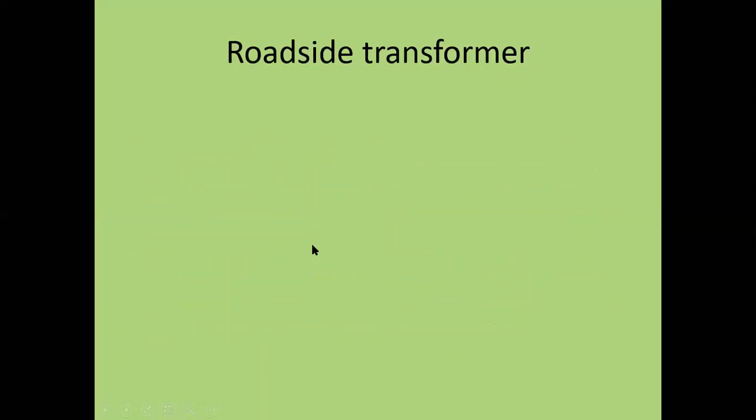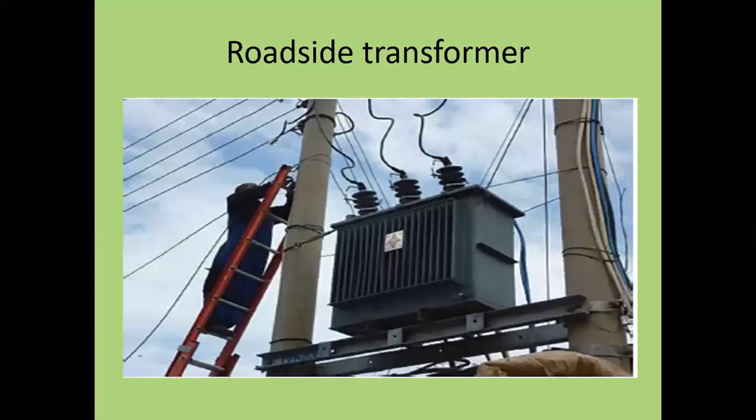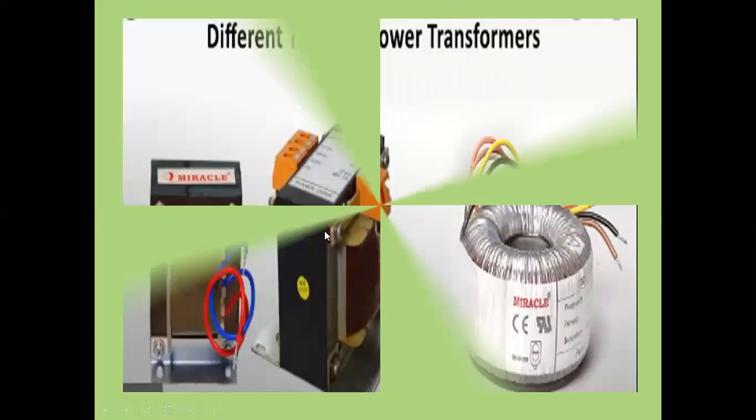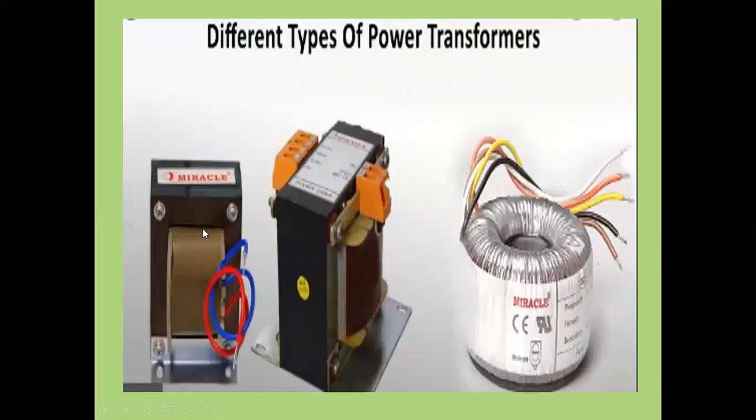Now we can see the roadside transformer. You know how the roadside transformer looks like. Have you seen this? I hope you people have seen this. Okay. On the roadside. So this is a transformer. Okay. Now some other types of transformers. These are the different types of power transformer which are used in electrical circuits. You have seen these types of transformers also. Okay.